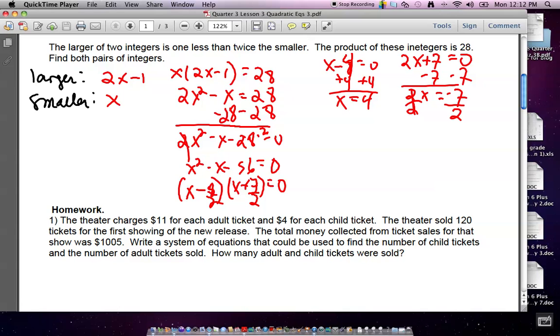Now, do I reject, this is what I was thinking when I raced ahead before. Do I reject either of these answers? Yes. Which one do you reject and why? That one. Yes. What does it say these are in the problem? The larger of two what? Integers. Do integers include fractions? No, integers are whole numbers, positive and negative. So the correct answer here is 4 and 7.